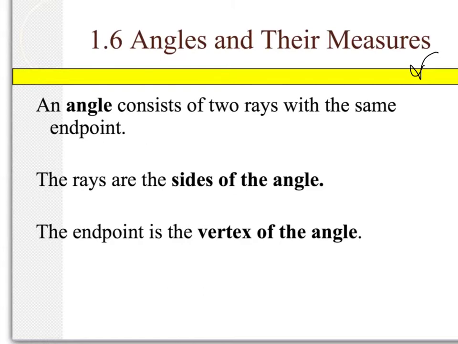All right. Very quickly, I know you have heard of the term angle before. Just know that it consists of two rays with the same endpoint. So if I gave you this, we have a ray right there, we have a ray up there. They are connected by one single endpoint being there. That endpoint is going to be known as the vertex of the angle. The rays that I just drew are going to be the sides of the angle. So the rays are the sides, the vertex is the endpoint.